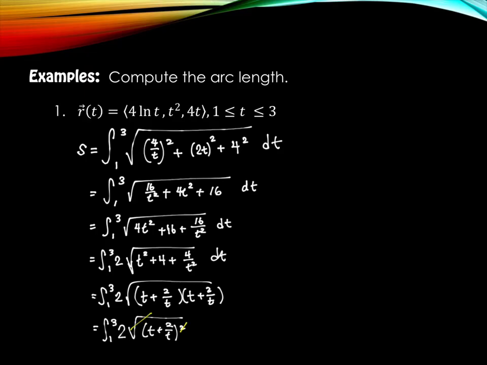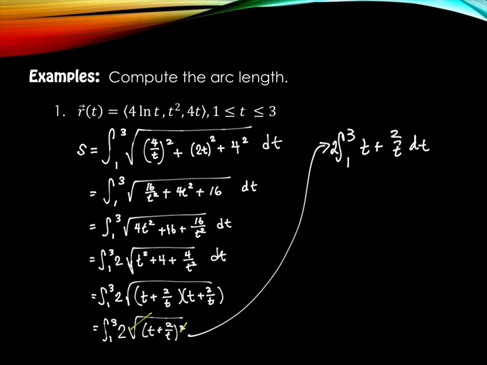Square roots and squares cancel, right? We need that square root to cancel if we're going to be able to integrate this by hand, because the u substitution step that we would need otherwise doesn't work because of the pieces where they are. So we end up with, let me put the 2 in front, and then I have t plus 2 over t.